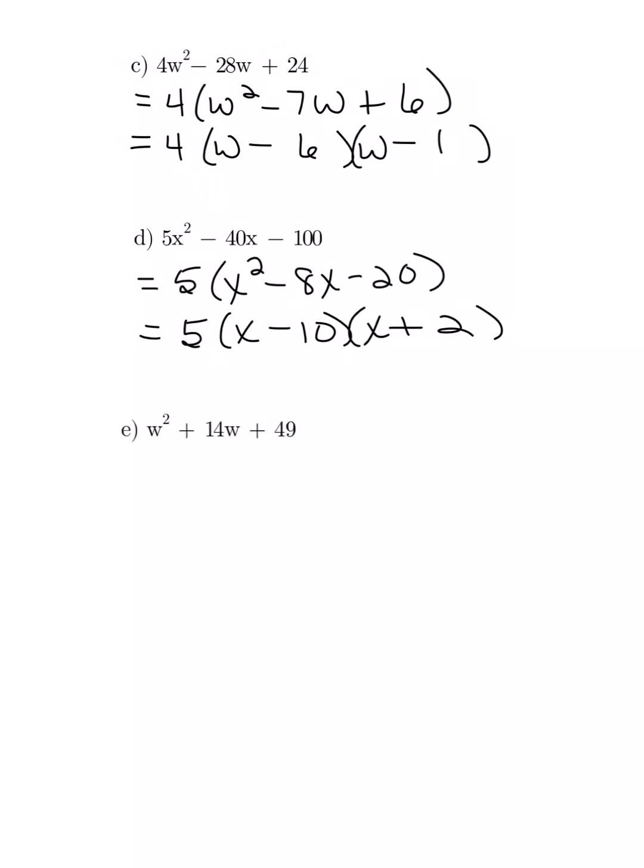On the next one, we have w squared plus 14w plus 49. We do not have a coefficient in front, so we know that we have to have a w in each one. Because that whole trinomial is positive, we know that our signs will both be positive. What multiplies to equal 49 and adds or subtracts? In this case, it would be adding because the signs are the same. What multiplies to equal 49 and adds to equal 14? Well, that's 7 and 7.